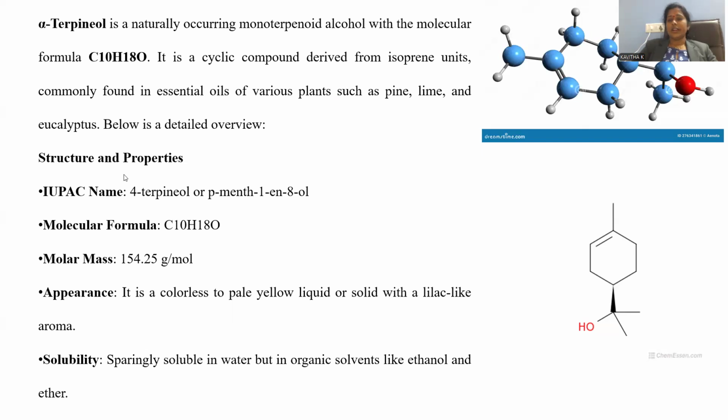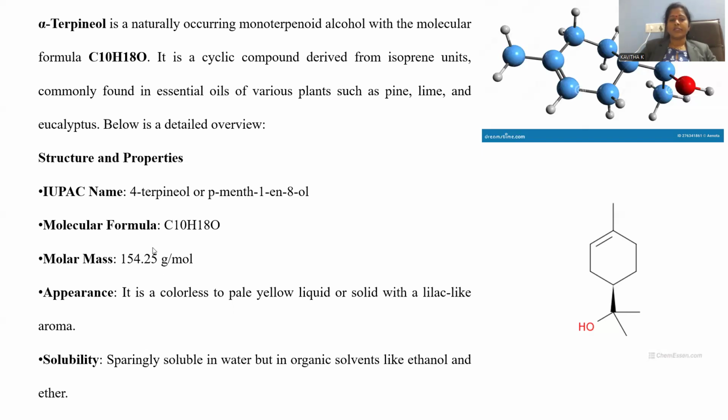Let's see the structure and properties of alpha terpineol. The IUPAC nomenclature is provided. IUPAC stands for International Union of Pure and Applied Chemistry. According to IUPAC, the name is provided as 4-terpineol or p-menth-1-en-8-ol. So both alternative names are provided for this compound called alpha terpineol. The molecular formula we just assigned is C10H18O, and the molar mass is 154.25 grams per mole, right?